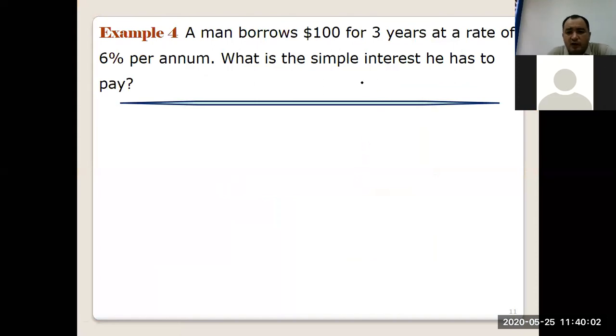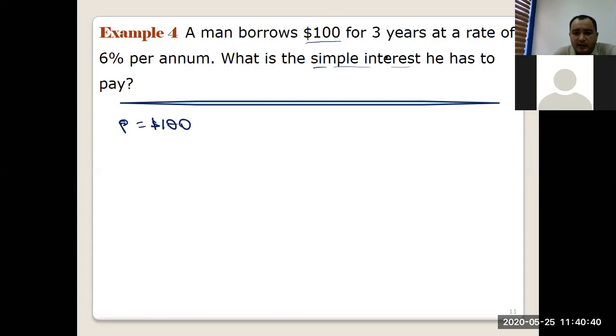A man borrows $100 for 3 years at a rate of 6% per annum. What is the simple interest he has to pay? While we are solving simple interest, what is going on here? So you are depositing $100, right? So your principal is, let's say P, your P is $100.